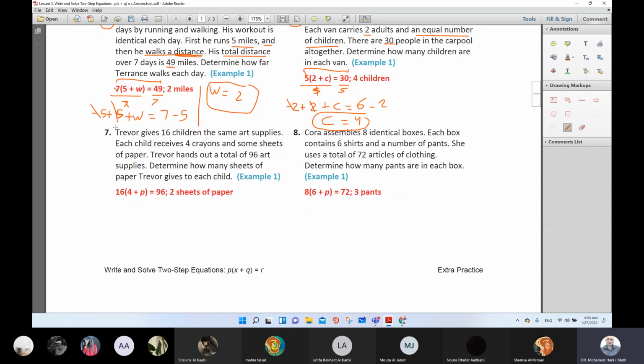Who can read exercise number 7, please? Afra, can you read it, please?